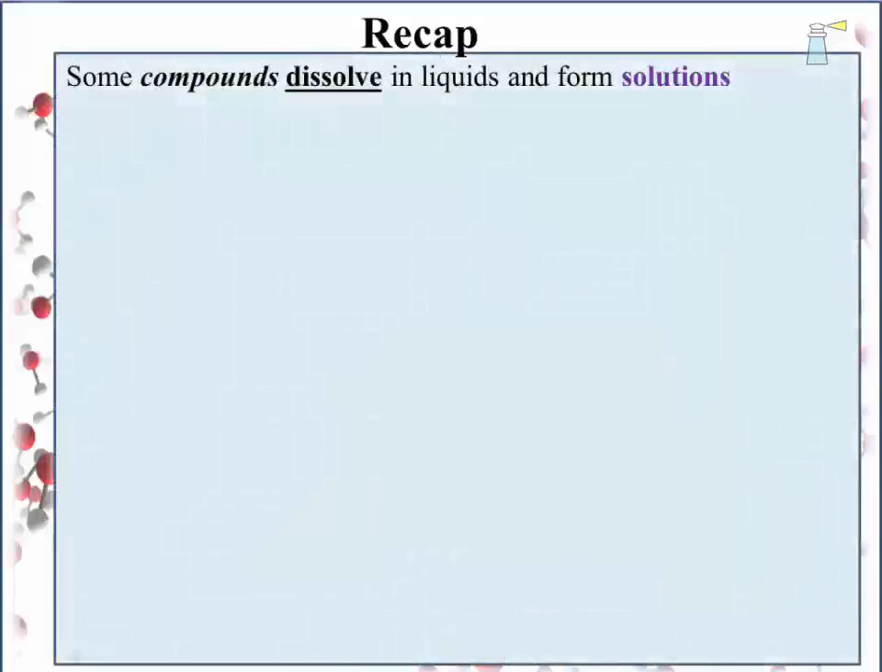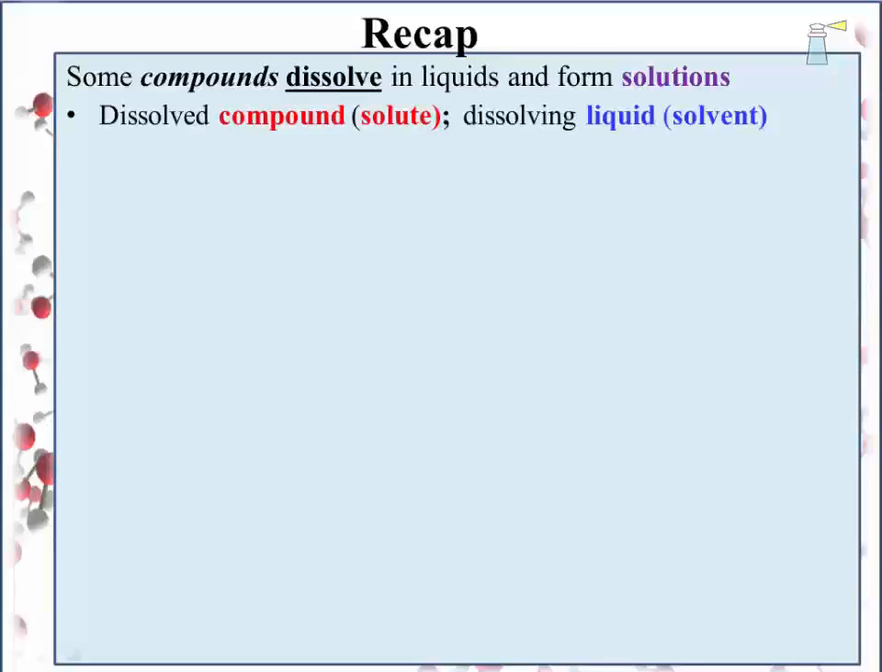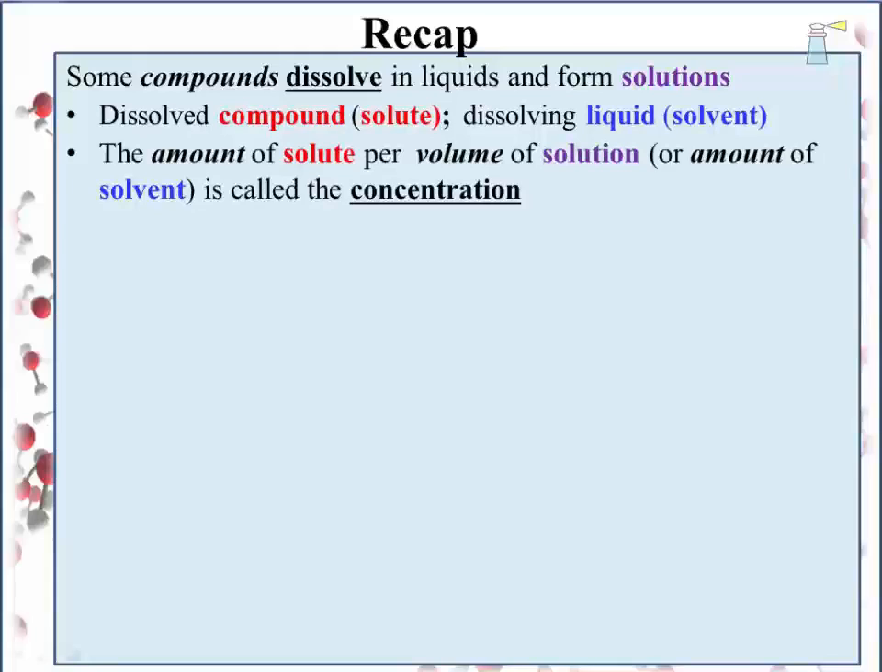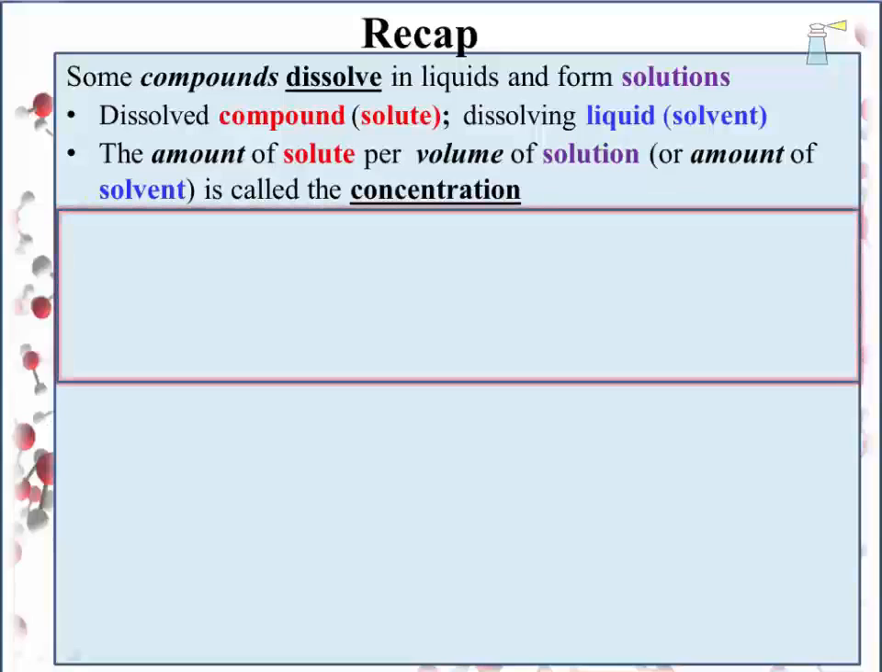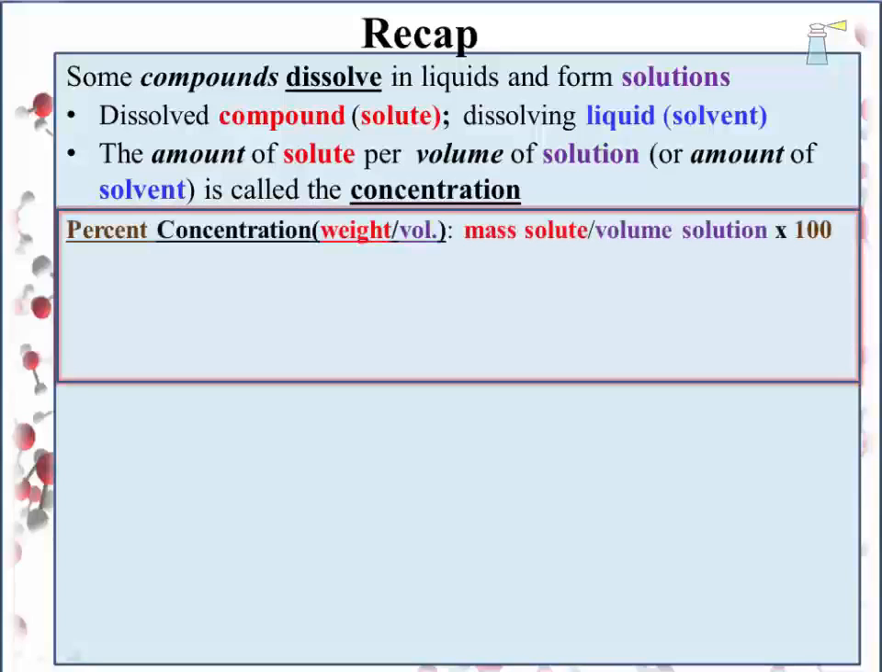Our recap: some compounds dissolve in liquids and form solutions. The dissolved compound is the solute, and the dissolving compound is the solvent. The amount of solute per volume of solution, or amount of solute per volume of solvent, is called the concentration. We covered 4 concentration scales in this lecture. Percent concentration, weight to volume, has the solute in units of mass or weight and the solution in volume units. The ratio is multiplied by 100.